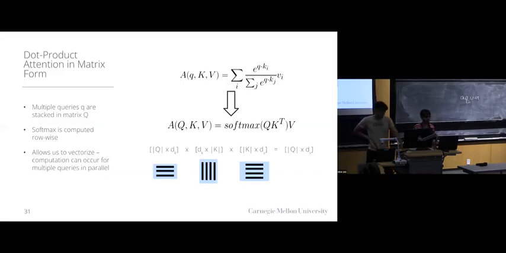Now I'll talk about how you transform this to write it in matrix form. In this case, you just have multiple queries as well as multiple keys. So you can vectorize this whole quantity by making it the row-wise softmax of Q times K transpose, and then multiply that by P. And this allows more computations to occur in parallel.